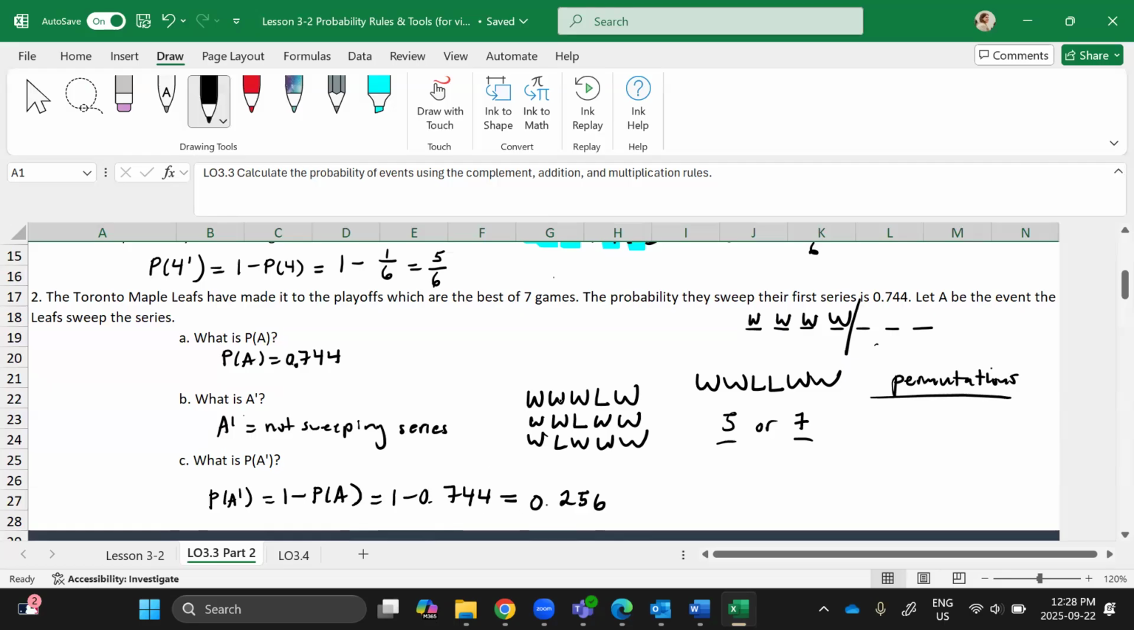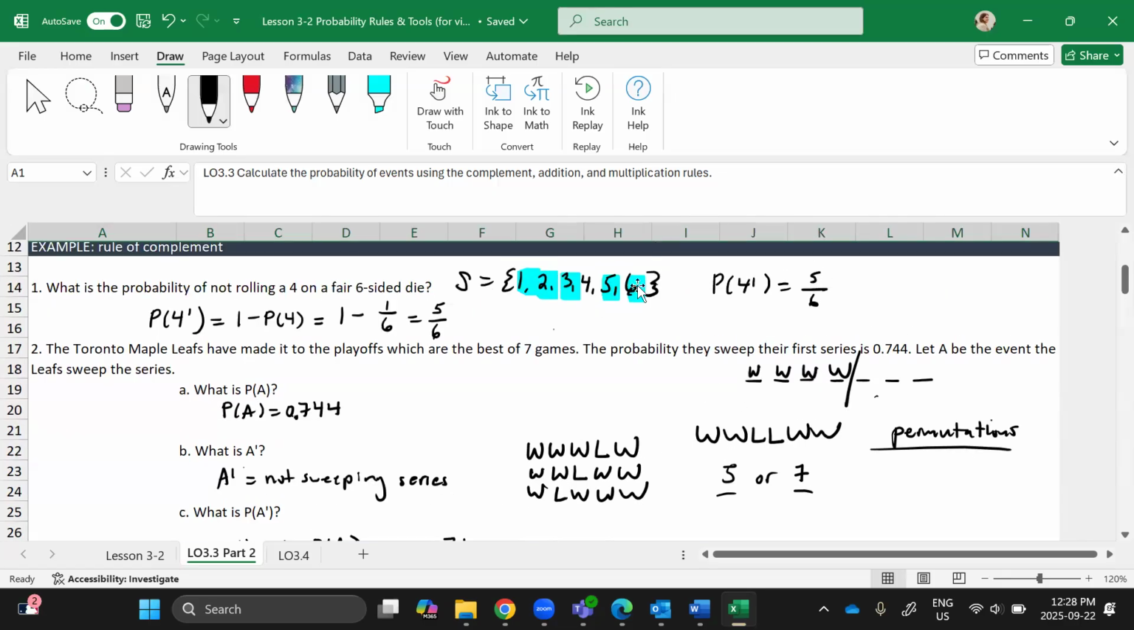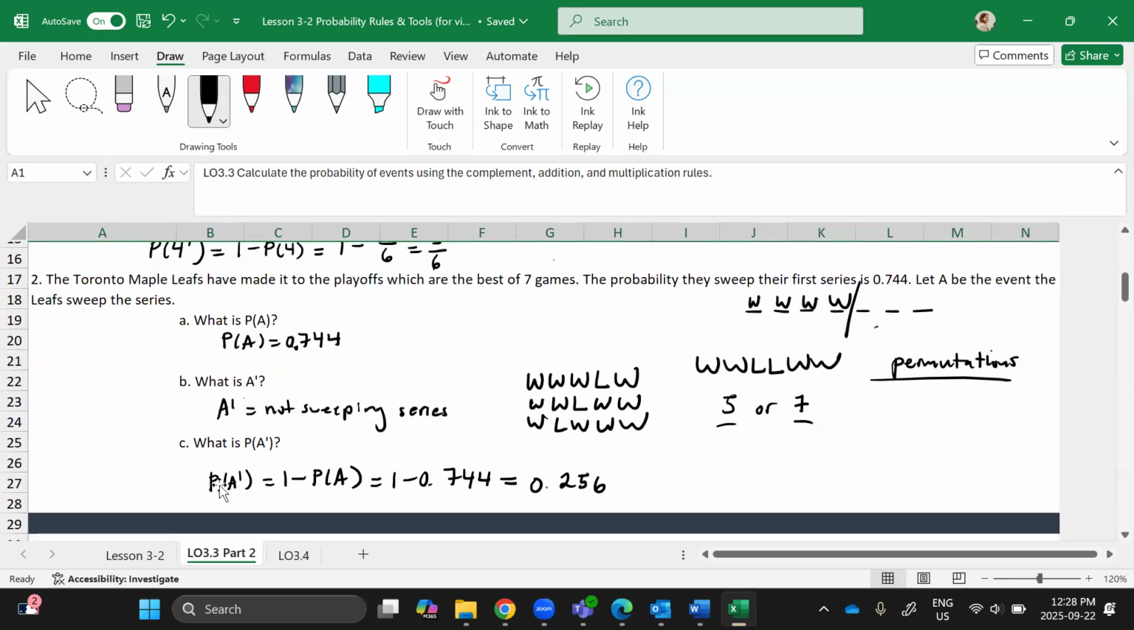That's way faster than looking at all these different combinations or permutations in this case, because order matters, and trying to find the probability of each one. That'd be a very slow process. It's not quick like here, where we can see that there's 5 that are not 4s. So the rule of complement really does speed this one up.